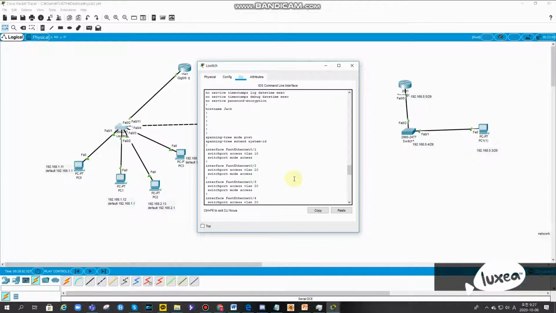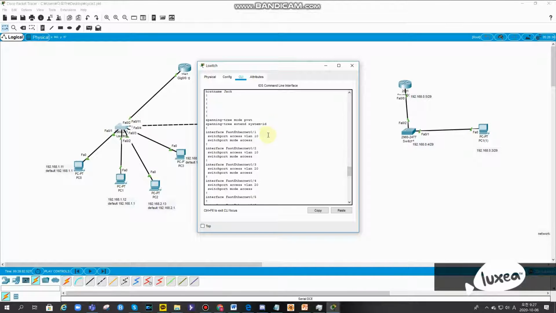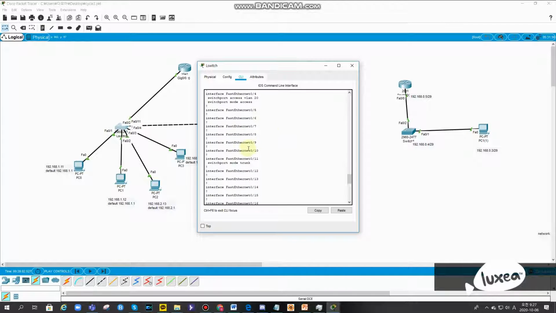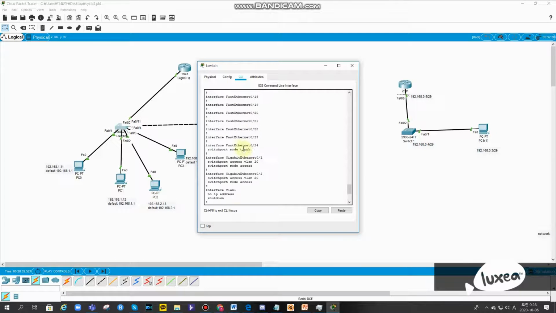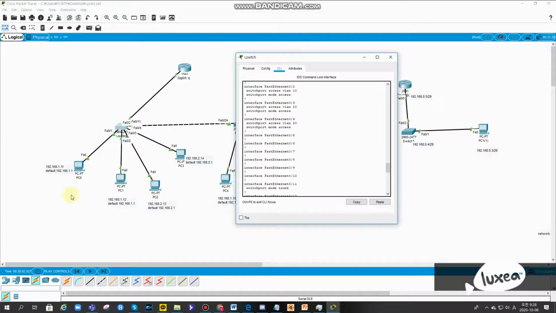So from the top, also in CLI, hostname Jack, and spanning tree protocol. I set up the spanning tree, which can prevent loops, as we learned before. And also down below here, those PCs, I set up the whole VLANs differently. So this group is VLAN 10 and this is 20, and other numbers in here.